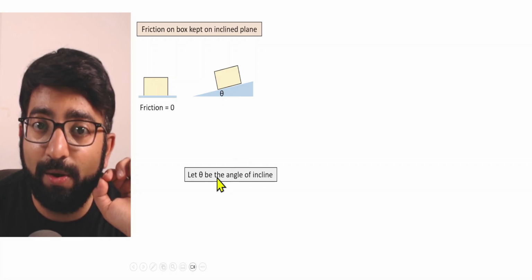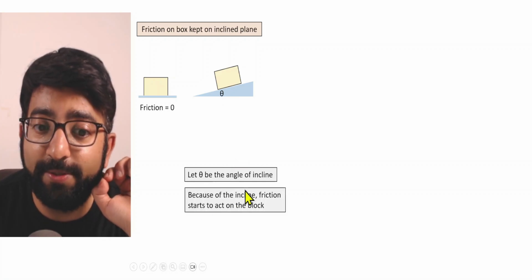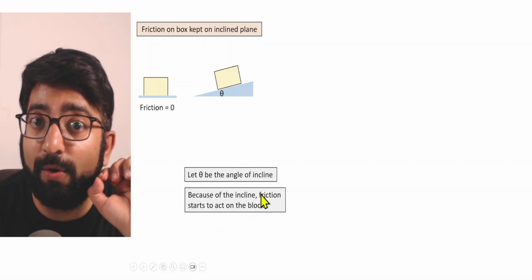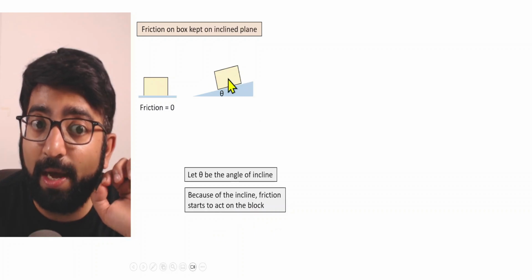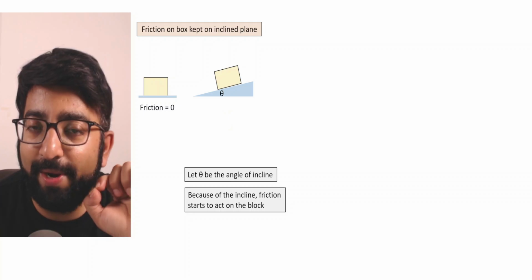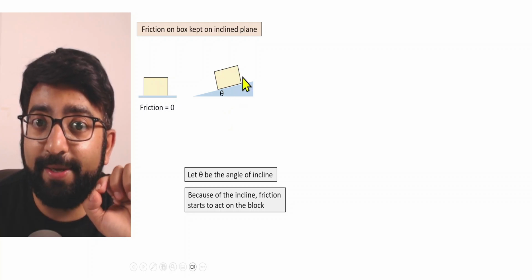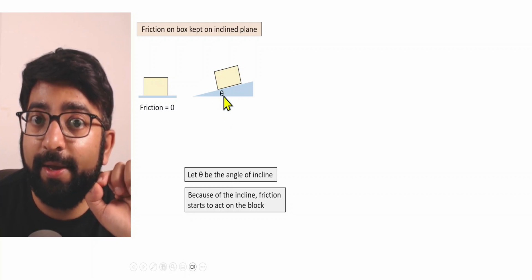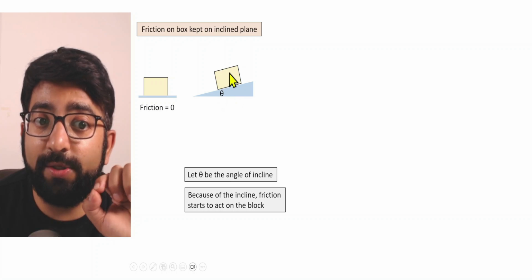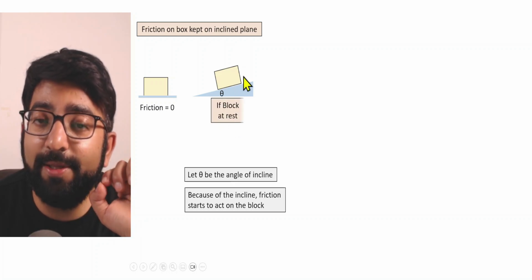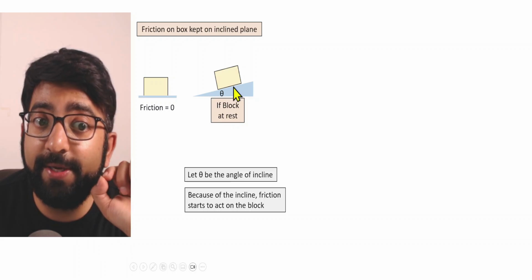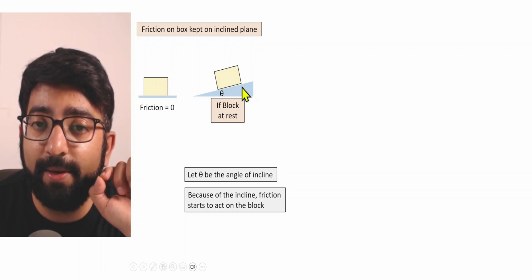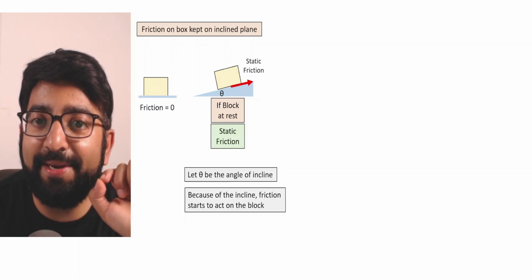So, theta is the angle of incline. And then, because of this incline, friction starts to act on the block. Because the block will have a tendency to go down, friction will act up the incline. For now, let us assume that the block is at rest, which means the angle of inclination is not large enough that the block starts to slide down. So let's say the block is at rest, and of course, friction is acting on the block up the incline, and that friction is static friction.